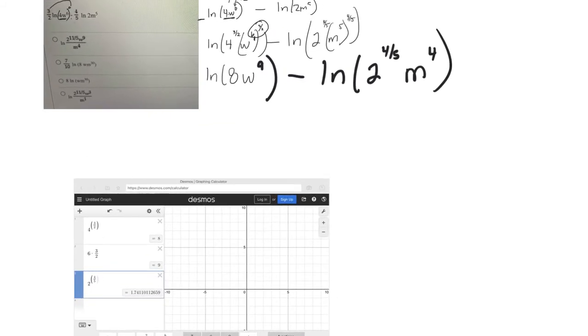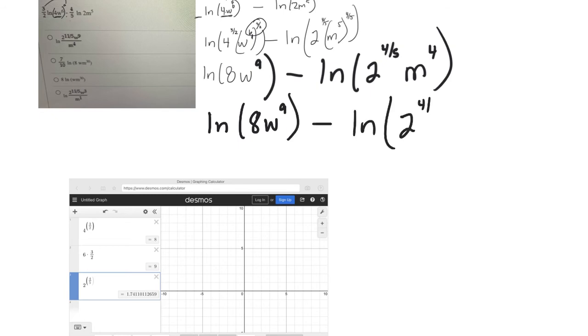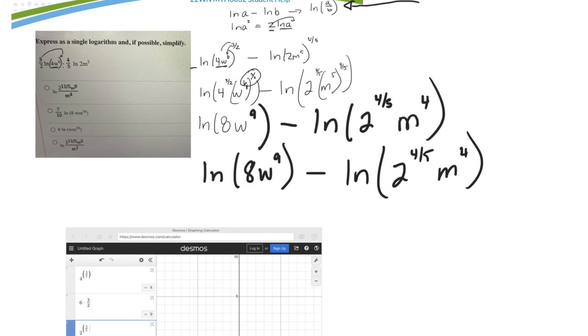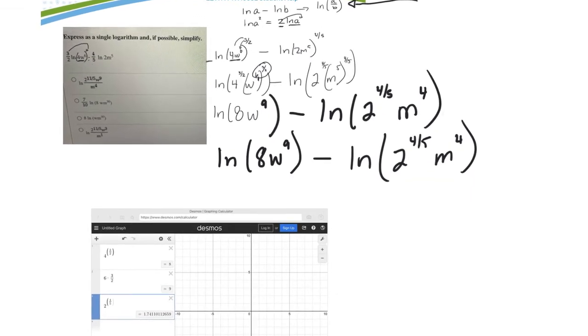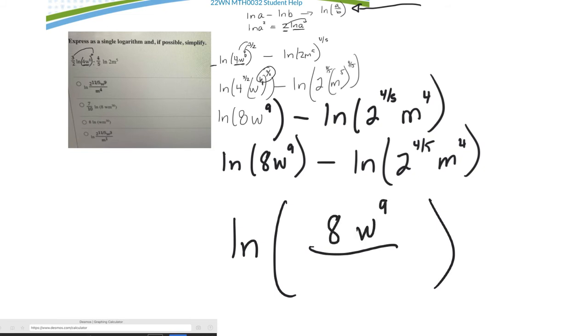I've made things big and small here. So let me just write down what I have. Ln of 8w to the 9th minus ln of 2 to the 4/5 m to the 4th. So now I have this rule right there. So I've got it so that I have ln of something minus ln of something. Okay, so I can now apply that quotient law. So it'll be the ln of something over something. The 8w to the 9th goes on the top, and the 2 to the 4/5 m to the 4th go on the bottom.